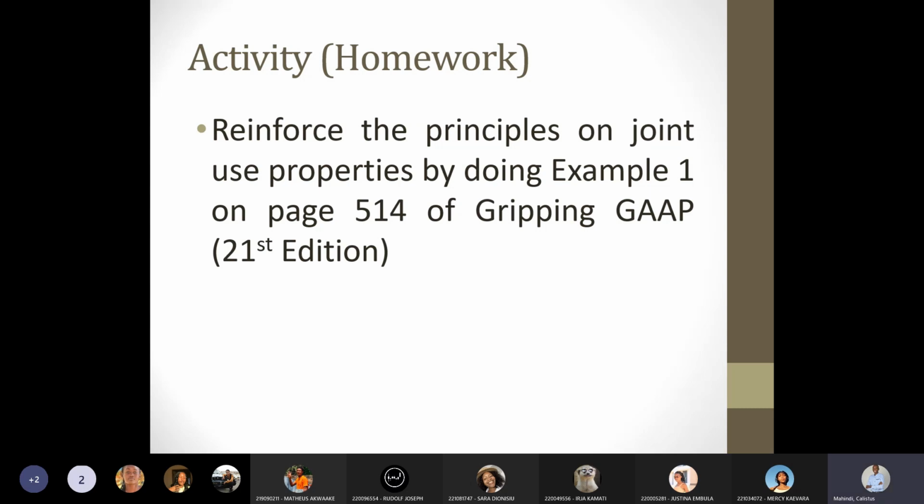Just to reinforce. Could you repeat the page number? It's page 514. It's in the slides. Gripping Up 21st edition. That is page 514.